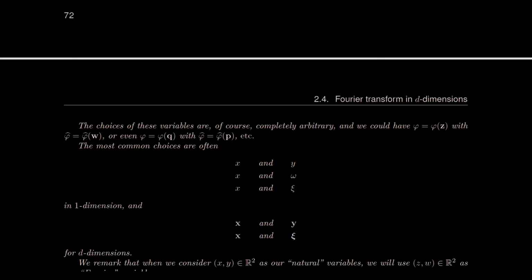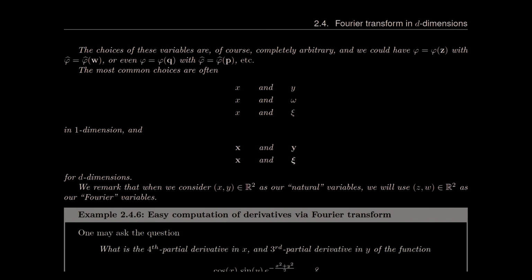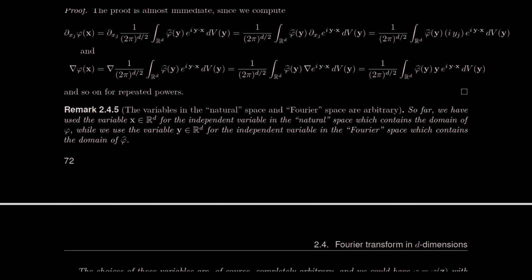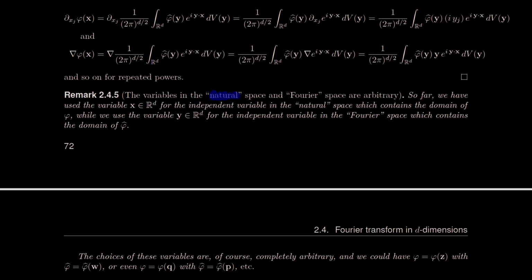And before I get into some examples of how these derivatives play roles in the Fourier transform, I've got a remark about the variables in the natural space and the Fourier space being arbitrary. Okay, so we've used this boldface variable x to be the d-dimensional vector in R^d. We've used the boldface y to be the d-dimensional vector in the Fourier space, right? So we're translating between x vector in regular space and y vector in Fourier space. And then you can, of course, use the reconstruction and go back and forth between them.